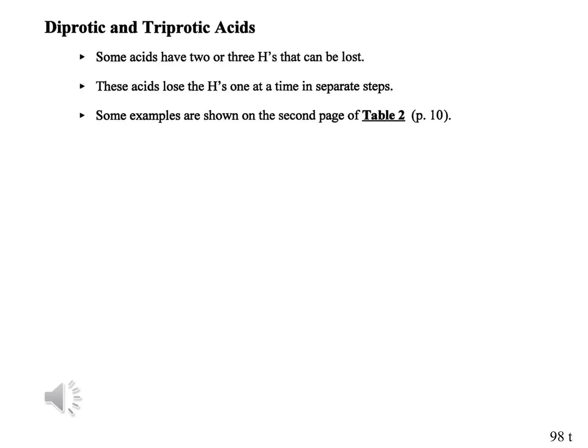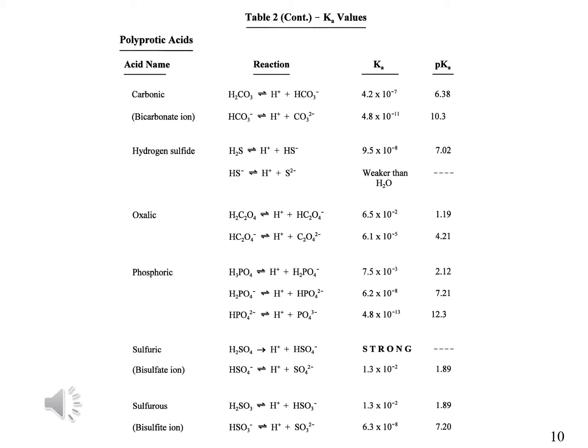If you look at the back page, page 10, these are the di- and triprotic acids, and we have several things that we need to say about those. I'm going to use the top one on this page, carbonic acid, and H2CO3 actually splits apart in steps. And the thing about carbonic acid is you lose one H at a time. Where does it come from? Well, it comes actually from the dissolving of CO2 in water. And I want to show that on the next slide.